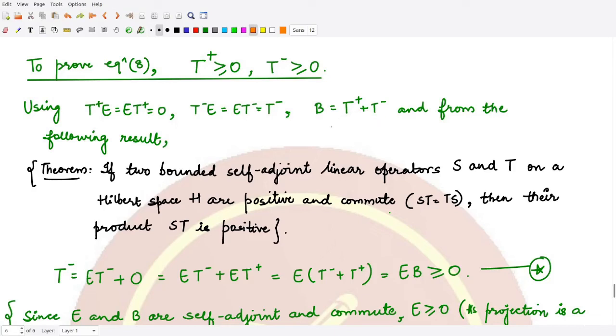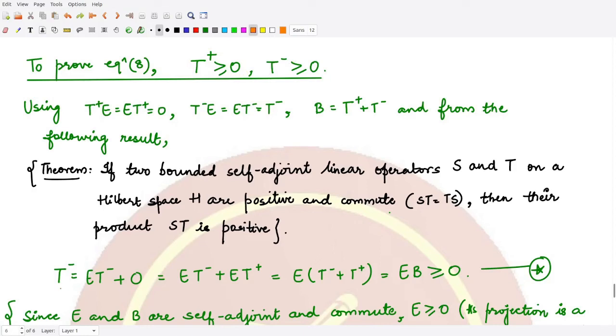And moreover, we have also studied this result about positive operators, which tells us that if two bounded, self-adjoint, linear operators are given to us and are defined on some Hilbert space, such that they are both positive, and they commute with each other, then their product is also a positive operator. So we will be using these results in order to reach the positivity of the T positive operator and the T negative operator. So let's see how.